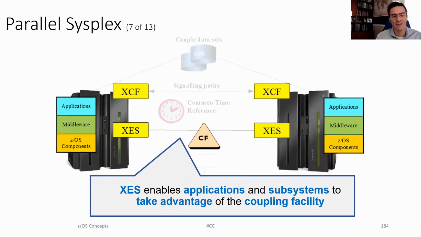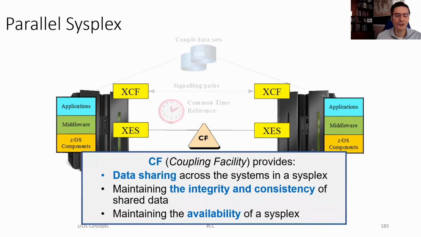XCS manages the ways of taking advantage of the common shared storage that is in the coupling facility. And the coupling facility is data sharing across systems in the Sysplex, and it's all synchronized. Multiple systems can write to the coupling facility at the same time, and it'll all be synchronized.